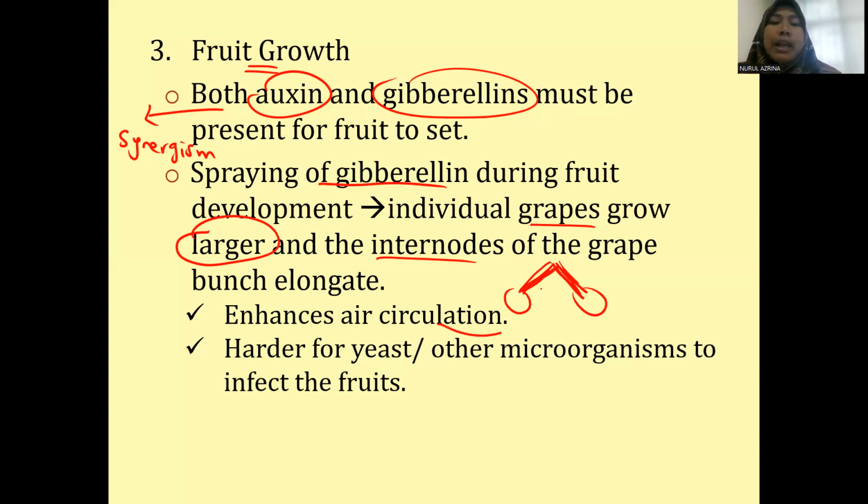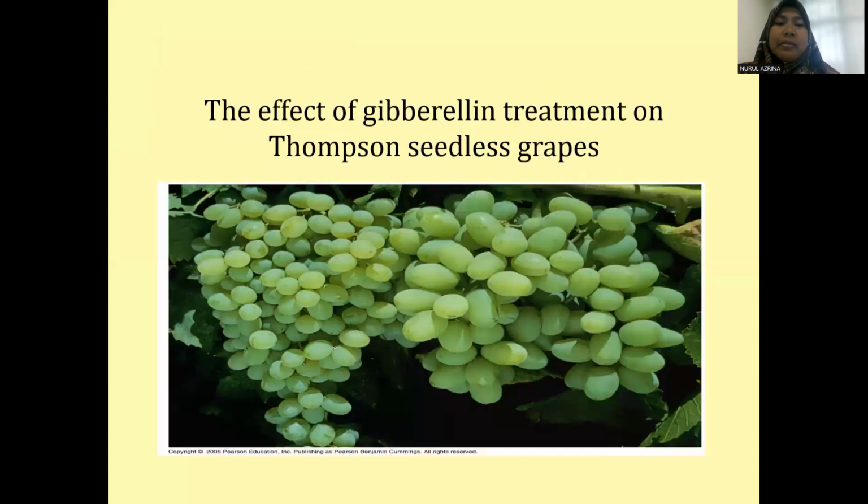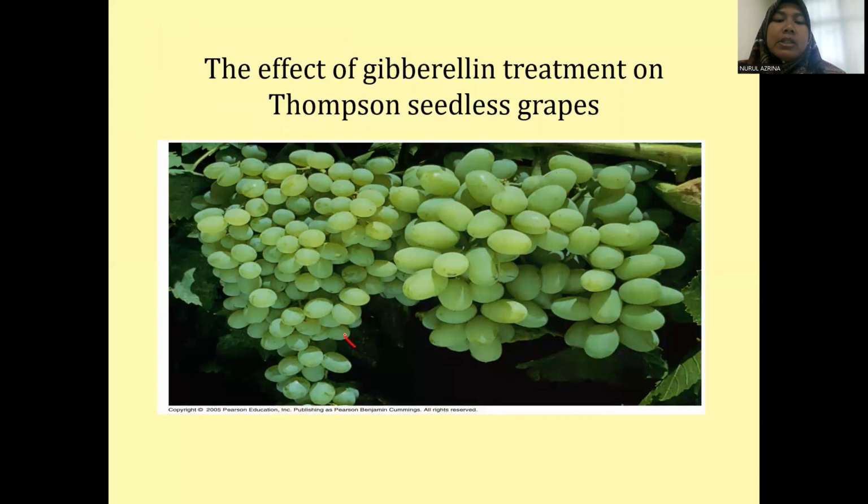So this actually induces air circulation to be more efficient, which later makes it harder for yeast or infection by microorganisms. In other words, it will increase the quality of the fruits. You can see the left one is not applied with gibberellin and the right one is applied with gibberellin. Despite having very large individual grapes, you can see that the internodes of the bunch also elongate. So this is what I meant by efficient air circulation.